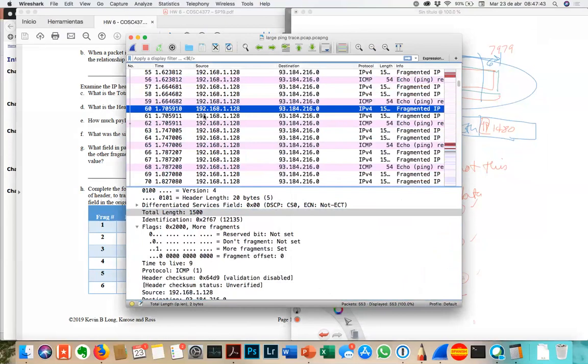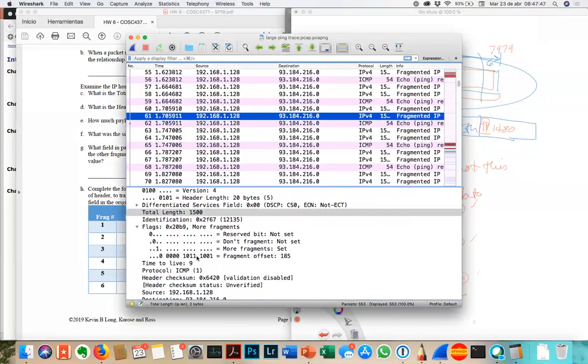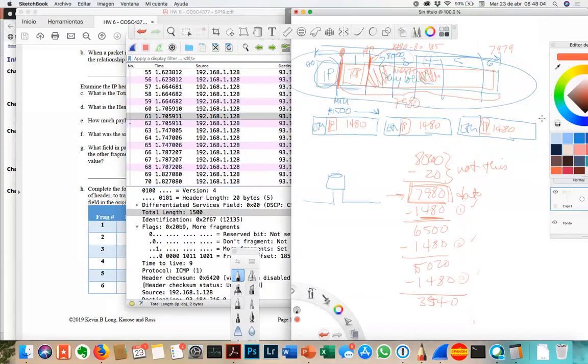And in this PCAP, they're all in order, so it makes it a little easier. And here it is, 10111001. This next one starts at offset number 185, which means it starts at 185 times 8 equals 1480. So when this one arrives, it's 1500 bytes long. It'll have a 20 byte header, and it'll have 1480 bytes of payload. And you know where to put it, because when you multiply this back by 8 again, it'll give you 1480, and you'll know 1480 is here.